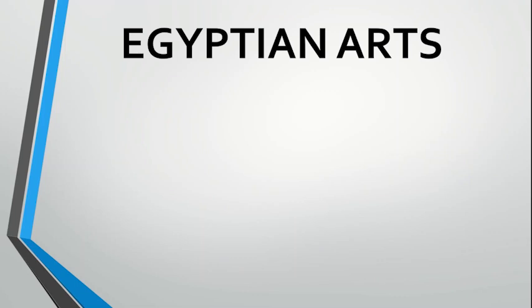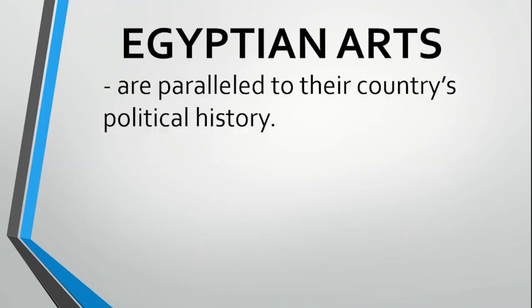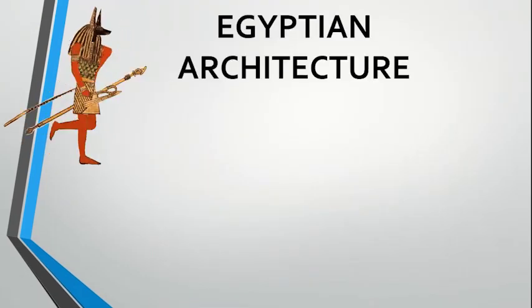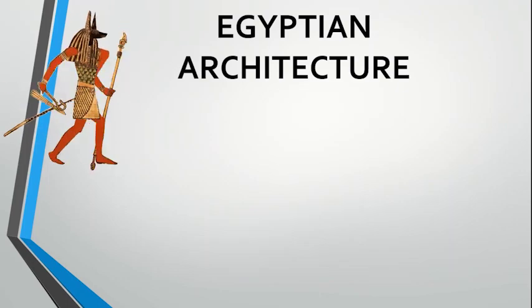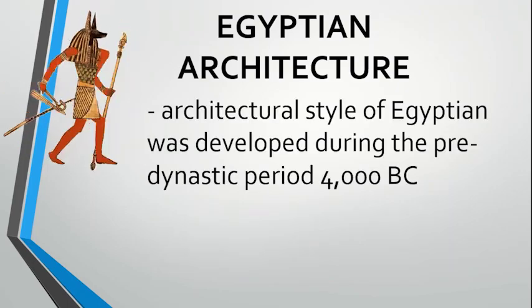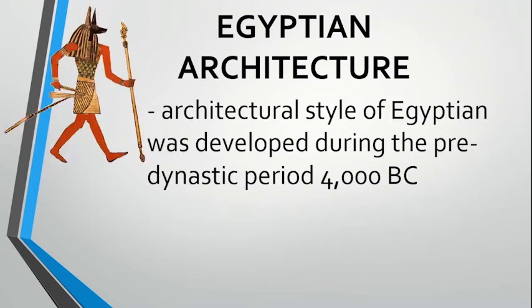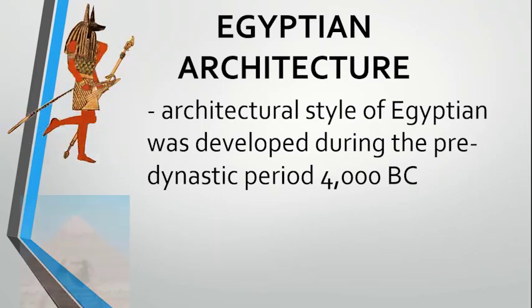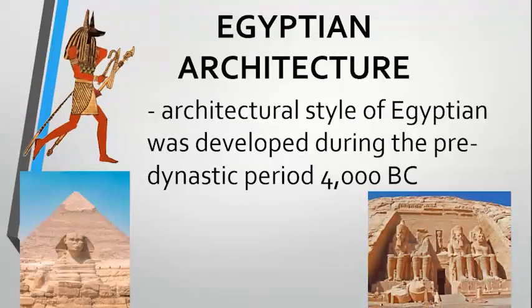Now, let's move on and discuss Egyptian arts. Egyptian arts are paralleled to their country's political history and mostly the reflection of the relationship between humankind, the king, and the pantheon of the gods. Let's go over first with the Egyptian architecture. Architectural style of Egyptians was developed during the pre-dynastic period 4000 years BC, and the most important part of it were the creation of pyramids and temples.